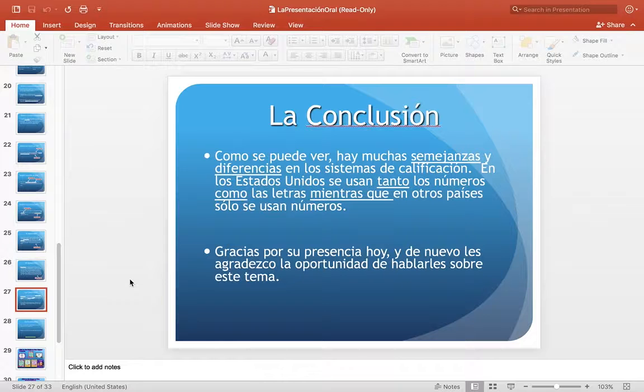And then you'll have like a one sentence conclusion if you get to it. If you don't get to it, that's okay. So this is a good one. Como se puede ver, as you can see, there are many similarities and differences in the grading systems in the United States. Numbers are more used than letters, while numbers are used just as much as letters, while in other countries they just use numbers. And this one is more simple down here, the second one.